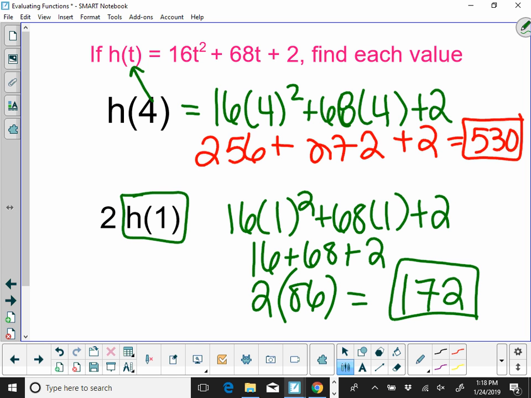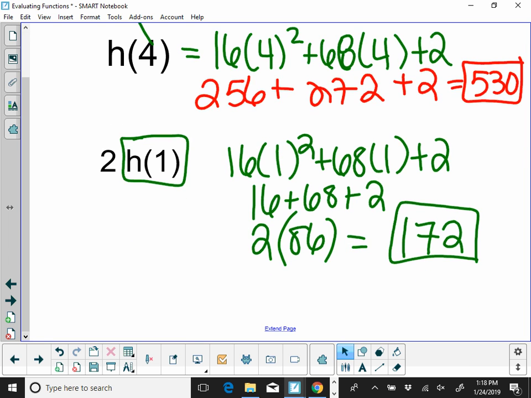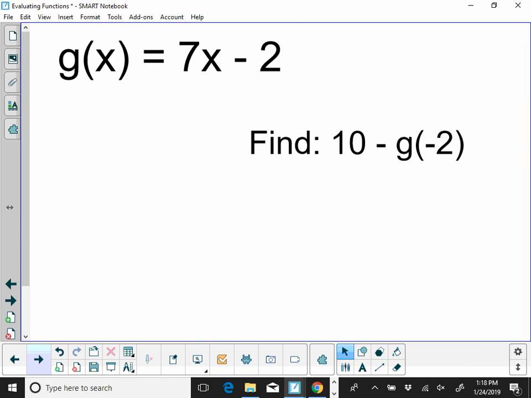Okay, so you evaluate your h of, your g of, your f of, whatever's out in parentheses, that's what you do first, and then you move from there. All right. Okay, new problem. And they will always give you the function. It's not like they say, just pick a random function and do g of 7. They're going to give you what the function is. So 7x minus 2. So where am I going to start?